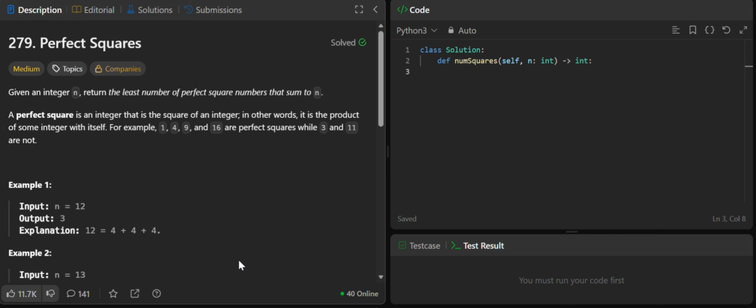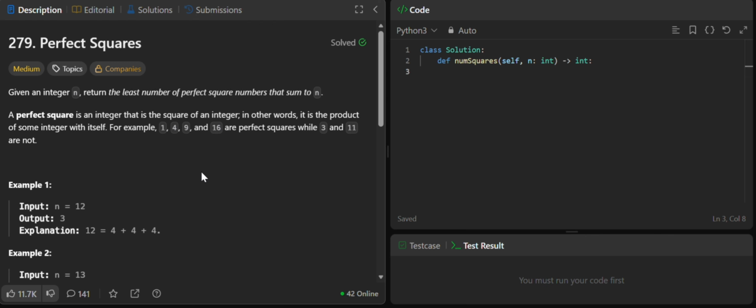Generally, a perfect square is a number that is obtained by multiplying an integer by itself. For example, 1 times 1 is equal to 1, 2 times 2 is equal to 4. Like that, multiplying a particular number by itself gives the result. They have also mentioned some examples of perfect squares, like 1, 4, 9, 16. These are all perfect squares, while 3 and 11 are not perfect squares.